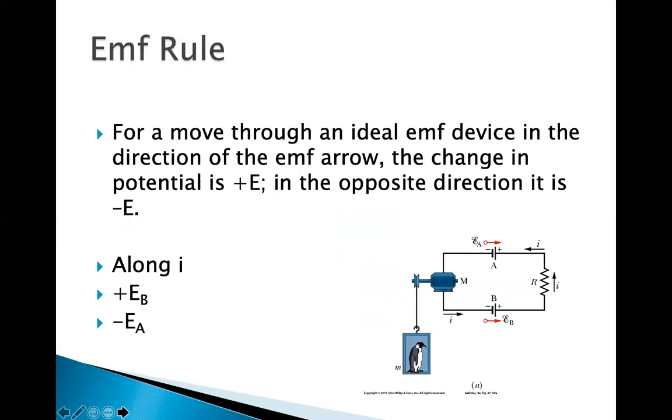EMF rule. Some of these power supplies power the circuit. For example, in this circuit, epsilon B powers the circuit so that the current flows the same direction consistent with this power supply. But if you look at epsilon A, it's actually opposite the direction of the current. So it's being charged, or it's absorbing energy from the circuit. So in this circuit, the potential through epsilon A drops by epsilon A, and the potential through epsilon B increases.